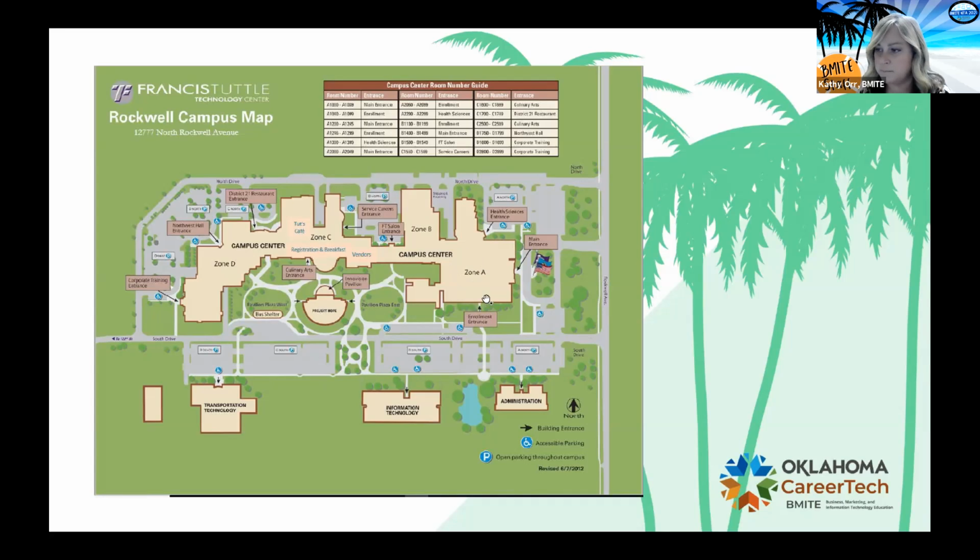So on the schedule, if the room says Campus Center A1011, you'll know that it's in Zone A at the front of this building towards the main entrance, where you're going to find that room. We don't have any in Zone B. We have Campus Center C and Campus Center D. And so that's where you're going to find all of this.